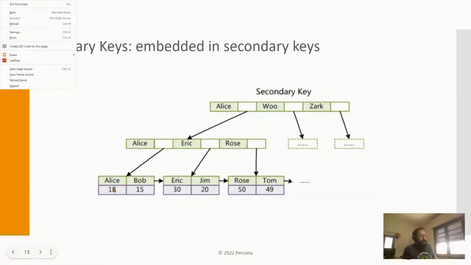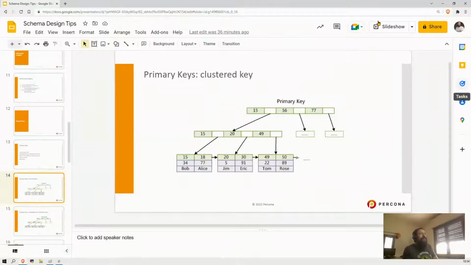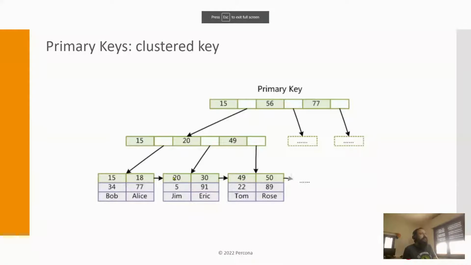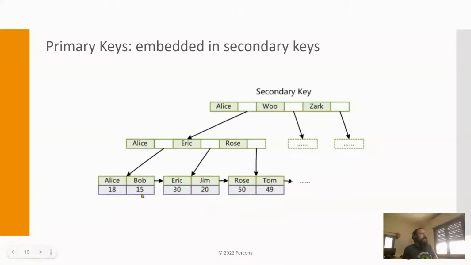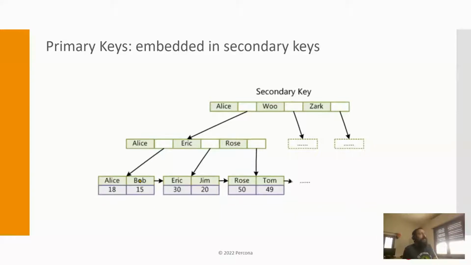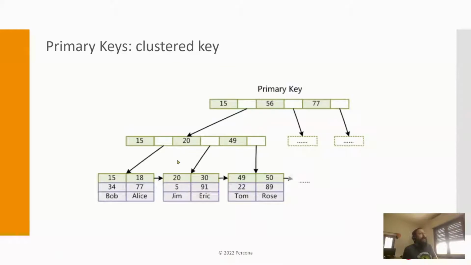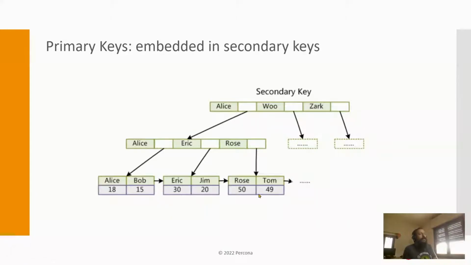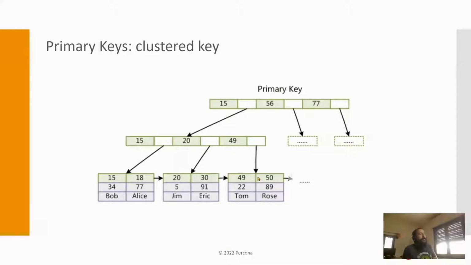So Alice, it's, oops, my bad, sorry for that. So Alice is 18, and I don't need the 77, that was the employee ID, right? So I don't want that. I want the primary key, so that once I find the primary key, I can go back to the primary key and find the whole row. So I don't have pointers to the row on the secondary keys, but I have pointers to the primary key, which is itself the row.